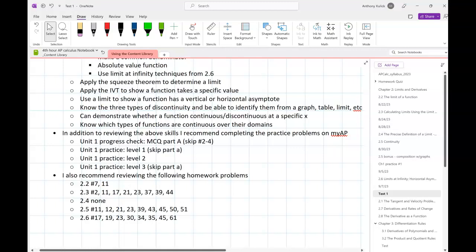So in addition to reviewing the skills above, I put some questions on my AP that would be worth looking over. So I have the Unit 1 progress check, which are multiple choice questions. I ask you to skip 2 through 4 because they involve a topic we haven't talked about yet. And then for the free response practice, I asked you to look at Unit 1 practice level 1, 2, and 3. Level 1, you can skip part A, and level 3, you can skip part A because, again, they're referencing something we haven't talked about yet.